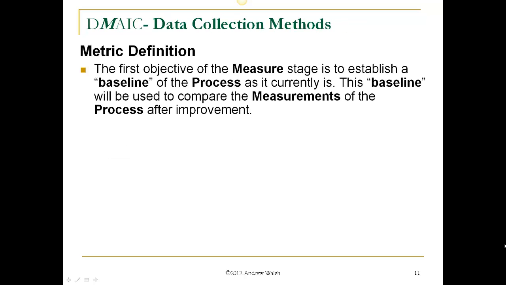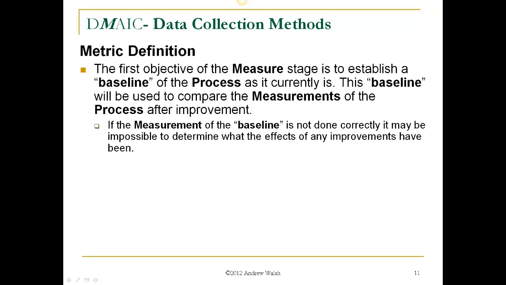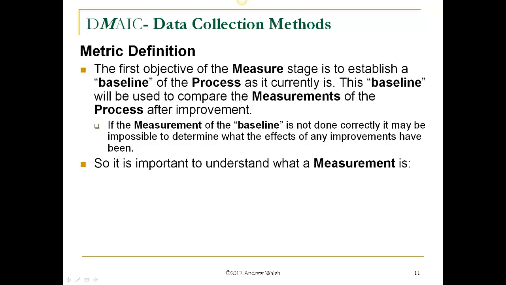Metric definition. The first objective of the measure stage is to establish a baseline of the process as it currently is. What's it doing now? This baseline will be used to compare the measurements of the process after we've performed some kind of improvement. If the measurement of the baseline is not done correctly, it may be impossible to determine what the effects of any improvements have been. So it is very important to understand what a measurement is.